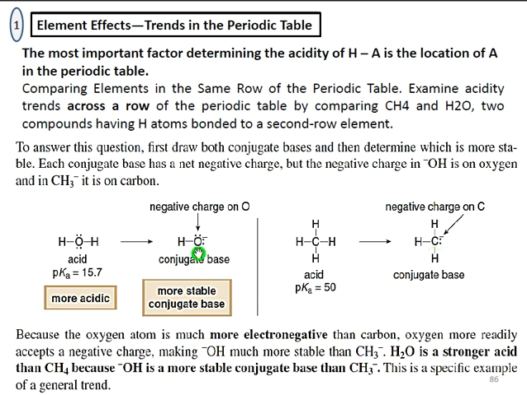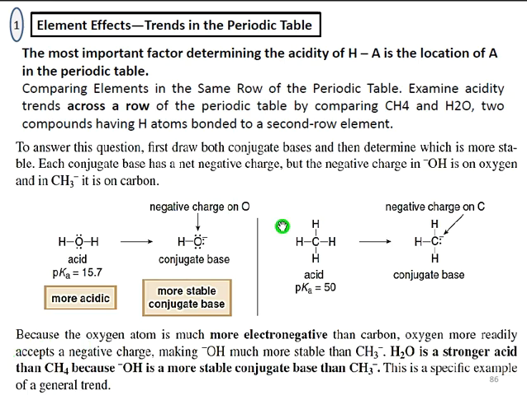Okay, of course the minus is on the oxygen, because the oxygen has higher electronegativity than the carbon. That means the conjugate base here will be more stable, and this one less stable. A more stable conjugate base means a stronger acid. For this reason H2O is a stronger acid than methane. This is the element effect, dependent on the position in the periodic table.